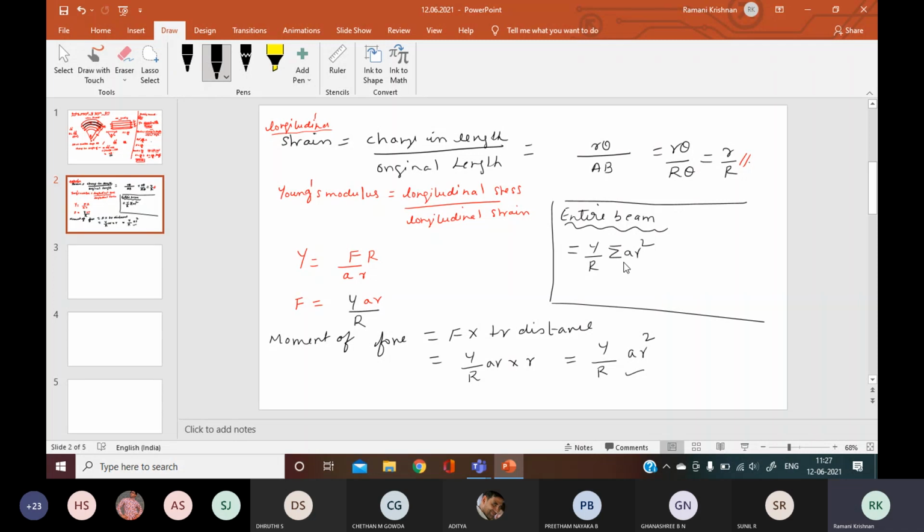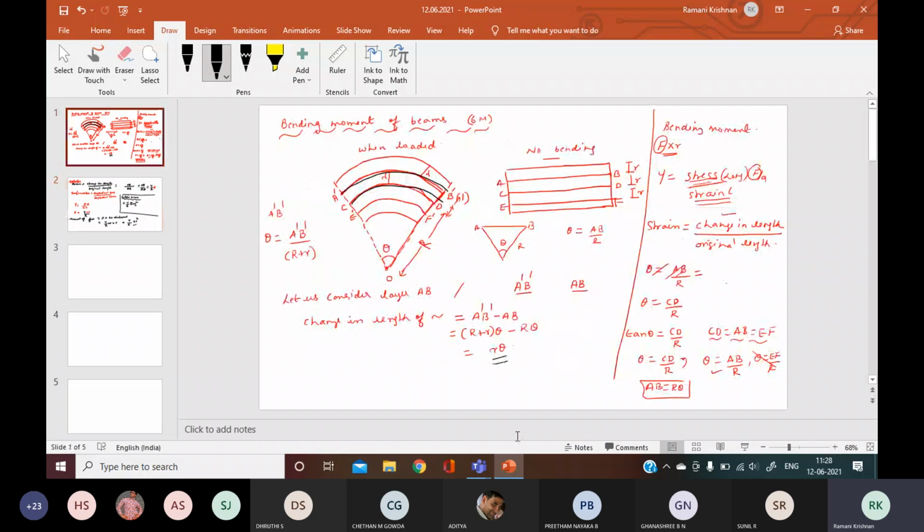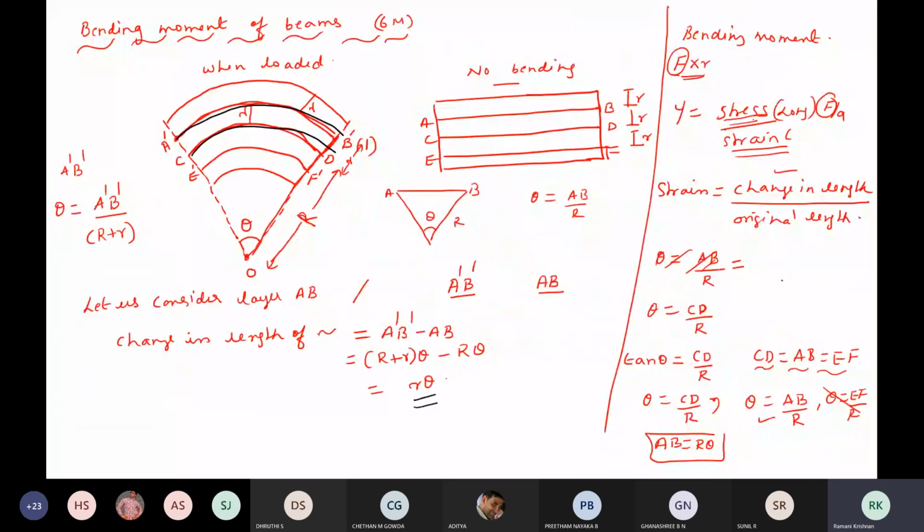Any doubt here? What is the moment of force acting on the whole beam? Whole beam means we have to sum up. And why are we taking small r here? Because r is the distance between each layer. Now tell me what is your doubt? You just see this diagram. We can come back also. See this diagram and let us clear your doubts. Some students are having the doubt. So see that.